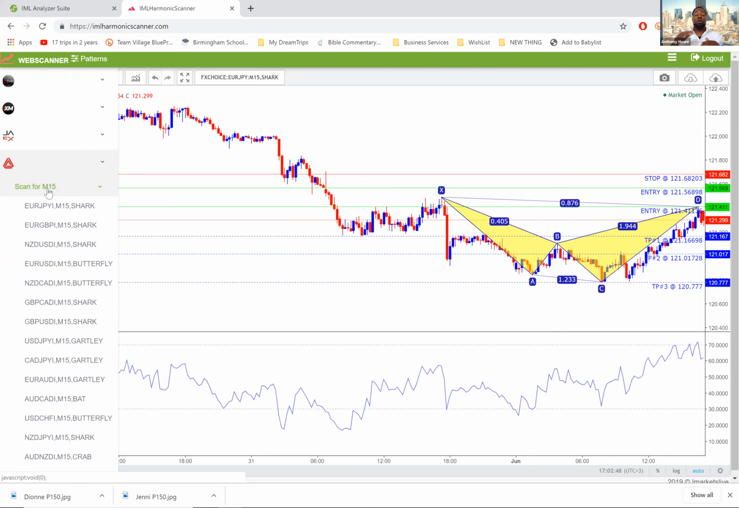Okay, so it'll give you a list of trade ideas throughout the day, and they're listed in chronological order. So the latest trade is always at the top of the list.